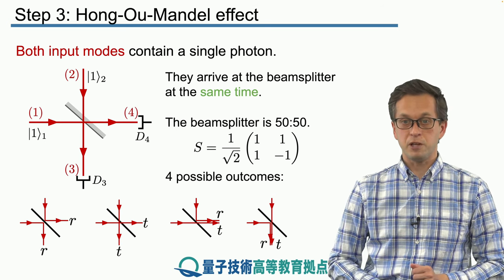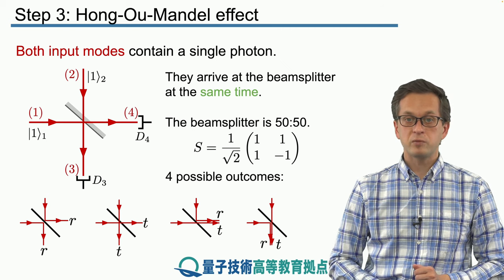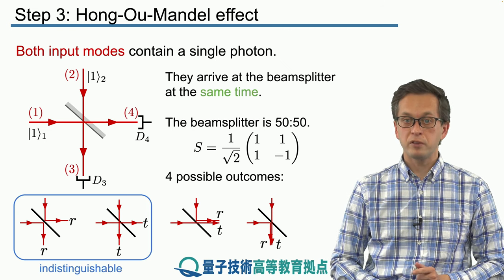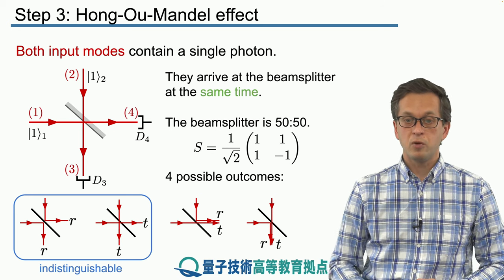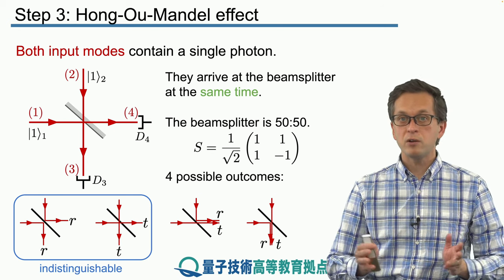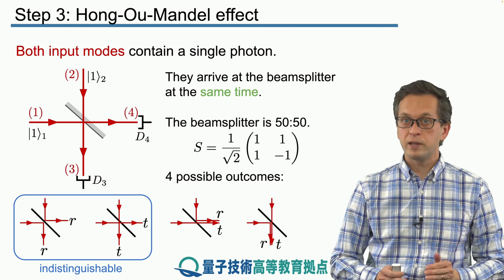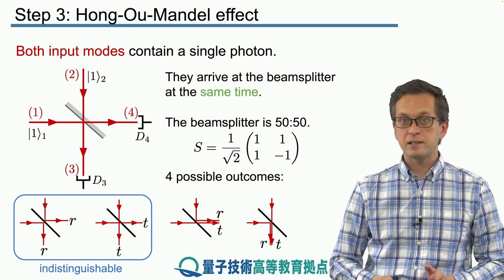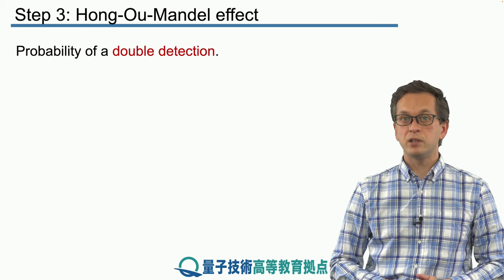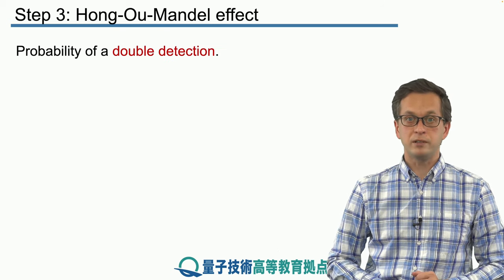to detector D3. From these outcomes, we can see that the first two, where both of them are reflected or both of them are transmitted, are indistinguishable. When both of the detectors click, we cannot really know whether they were both reflected or both transmitted. So to analyze this scenario, let's start by computing the probability of a double detection.